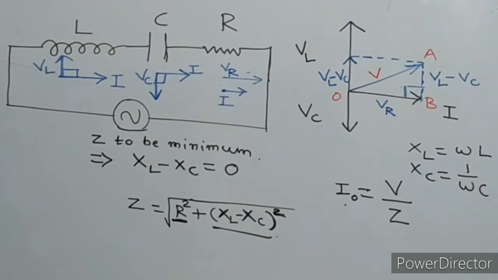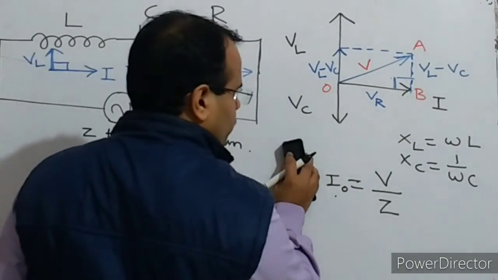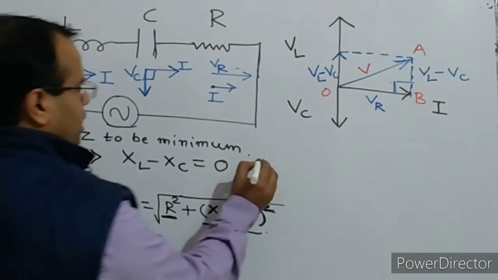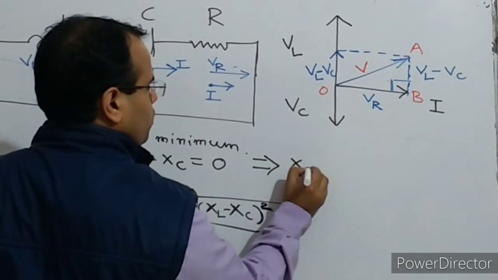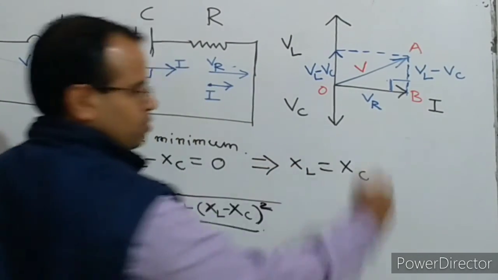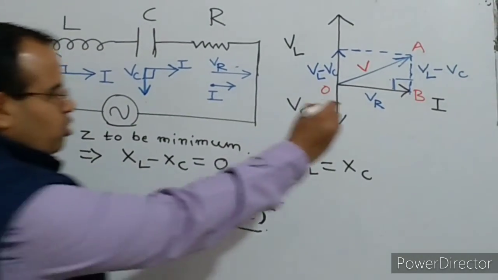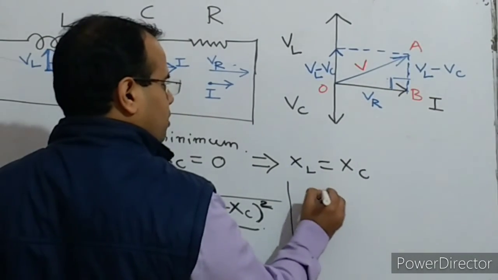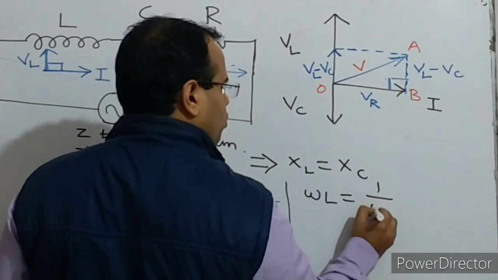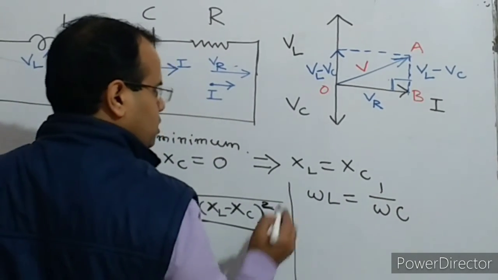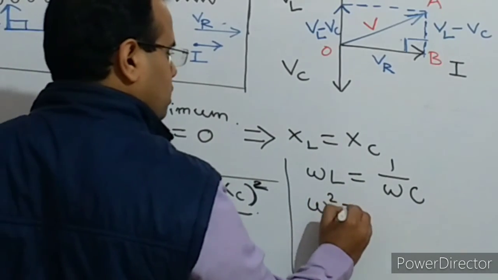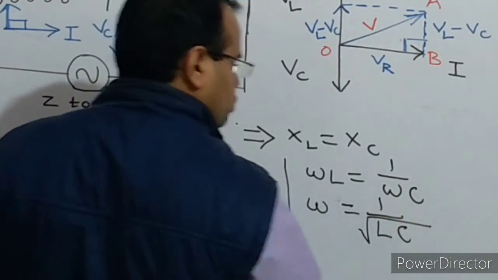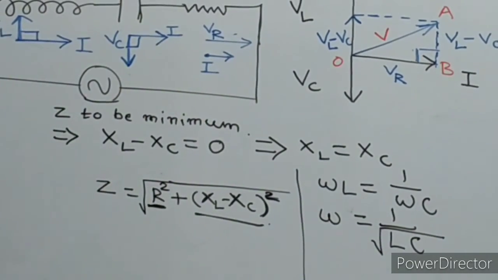If XL minus XC is equal to 0, this implies XL is equal to XC. And if XL is equal to XC, just now I wrote the values: XL is equal to omega L and XC is equal to 1 upon omega C. Now you can multiply this here, so that will give you omega square is equal to 1 upon LC. So this can be written as omega is equal to 1 upon under the root LC.